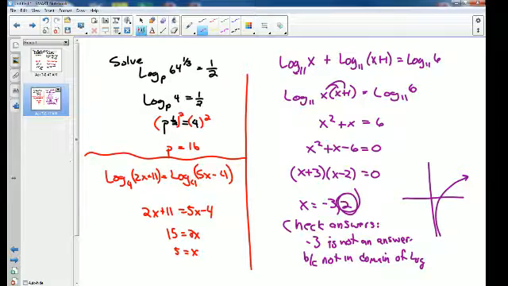How come? Because negative 3 is not in the domain of log, right? There's no negatives out here. Right? Okay. Any questions? No. No? Alright. Give those a shot. Bring questions Wednesday. You don't have class Tuesday.